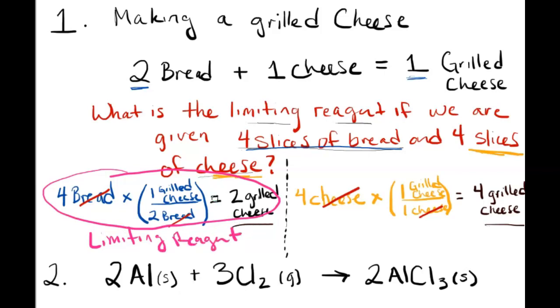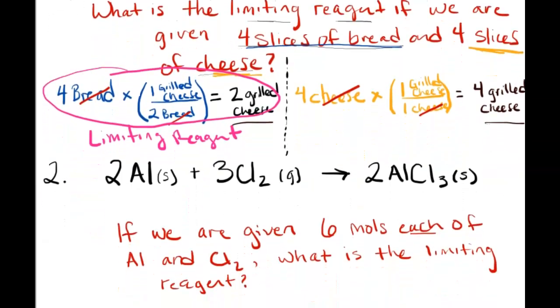It's our limiting reagent because the bread is what's limiting us from making more grilled cheese, right? We can only make 2, but if we had more bread, we could make 4 grilled cheese, right? That makes this the limiting reagent. Let's continue with a chemistry example.